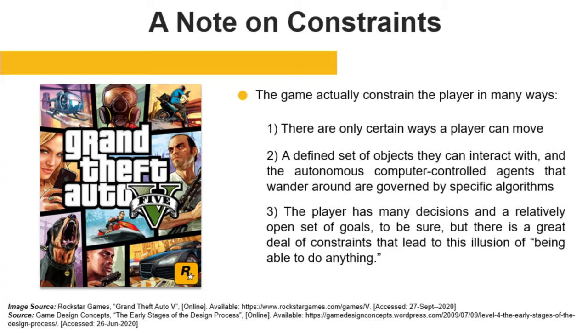Number one, there are only certain ways a player can move. In Grand Theft Auto, we cannot crawl or fly on our own. Number two, there is a defined set of objects the player can interact with, and the autonomous computer-controlled agents that wander around are governed by specific algorithms. Examples are the bystanders or the people walking in GTA. You can interact with the vehicles, guns, and buildings available, but not all. Number 3. The player has many decisions and a relatively open set of goals, to be sure, but there is a great deal of constraints that lead to this illusion of being able to do anything. There are missions to be accomplished which sometimes limit what the player can do in the game, considering Grand Theft Auto.